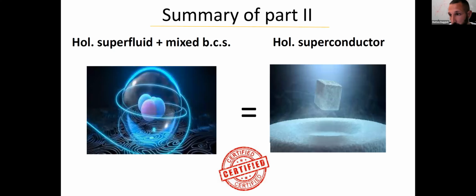So let me go to the conclusion. In the second part, I showed you that by combining the standard holographic superfluid model and the mixed boundary condition, you obtain a holographic superconductor, a real holographic superconductor, where you are legitimately showing this picture. So now this picture corresponds exactly to the system that you are actually considering. And this is again another proof that these mixed boundary conditions are doing what you expect them to do. And let me finish with.